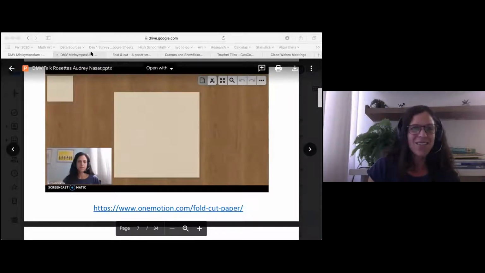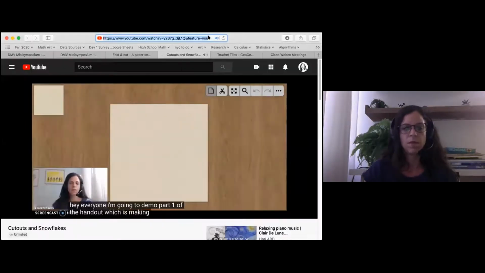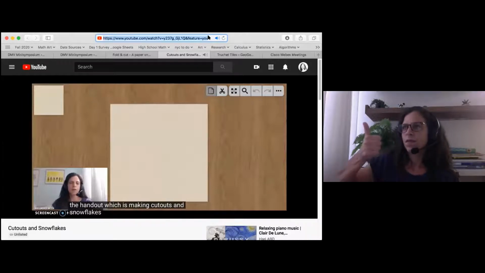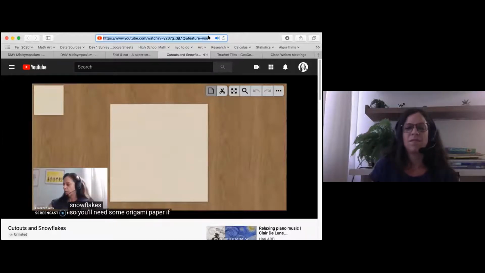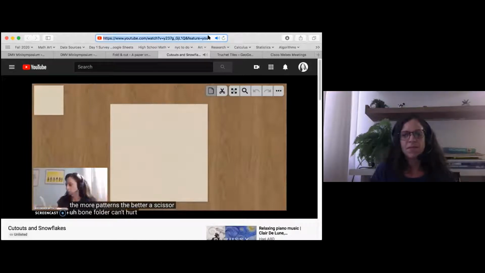Okay, so I put the speed to 1.25. Tell me if it's going too fast. This is about making cutouts and snowflakes. You'll need some origami paper if you've got it, the more patterns the better, a scissor, and a bone folder can't hurt. And for the discs, I just have parchment paper. You can also do this digitally using the app that I have presented on the screen, so I'll do both ways.